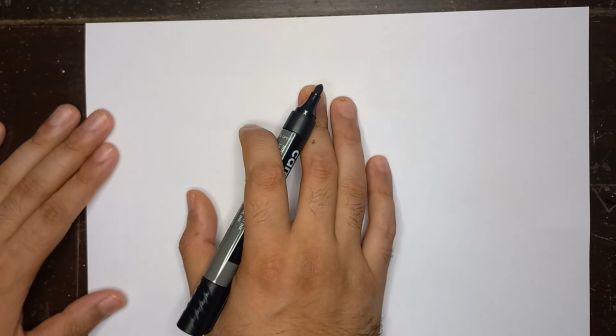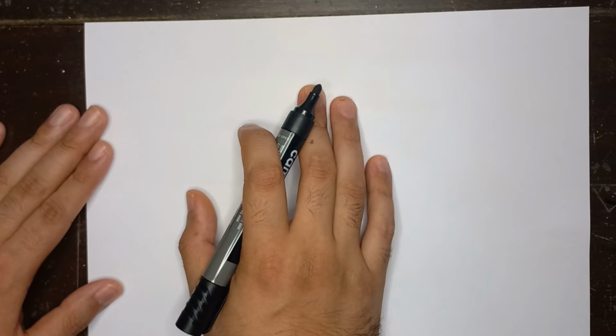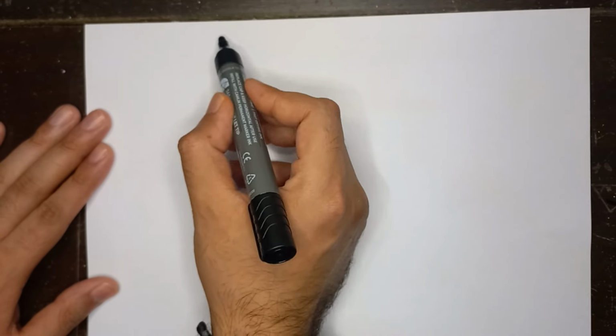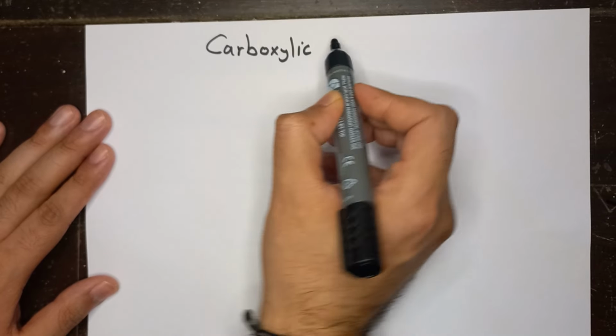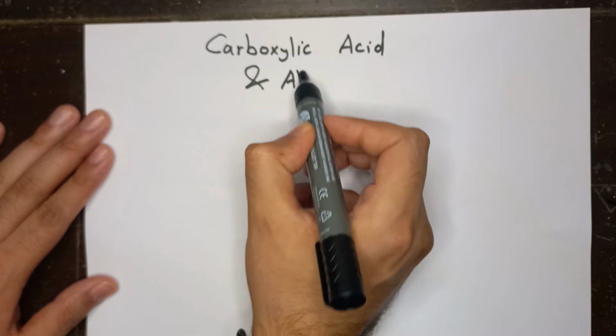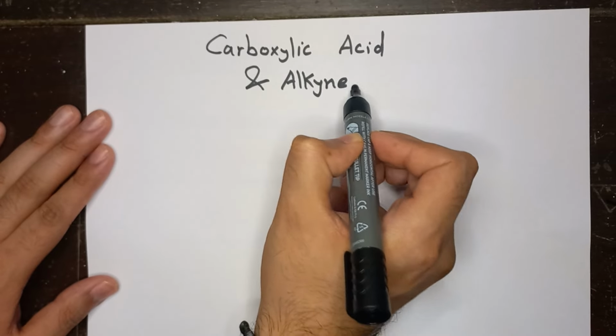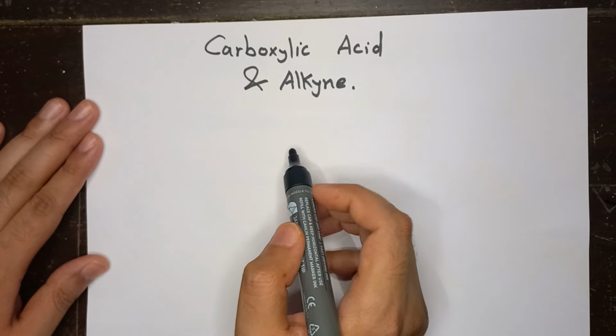Okay, so today we are going to talk about protection of carboxylic acid and alkynes. So today's focus is on carboxylic acid and alkynes. So let's begin with the carboxylic acid functional group.